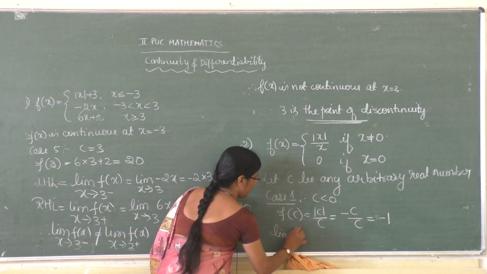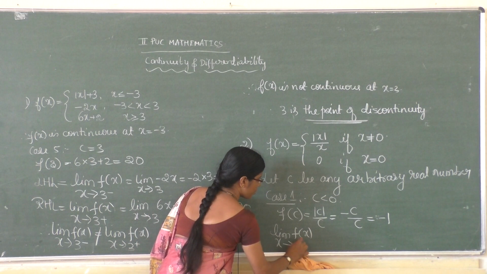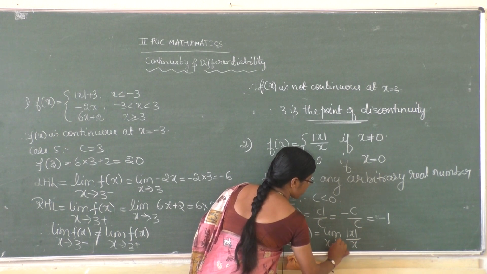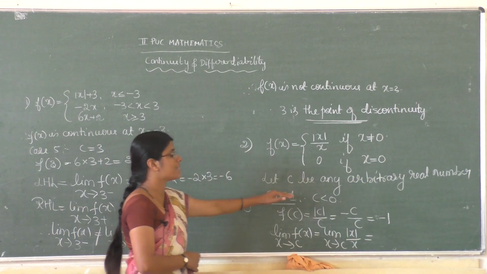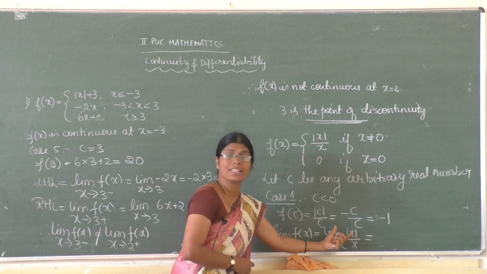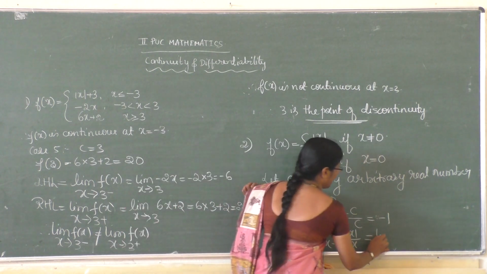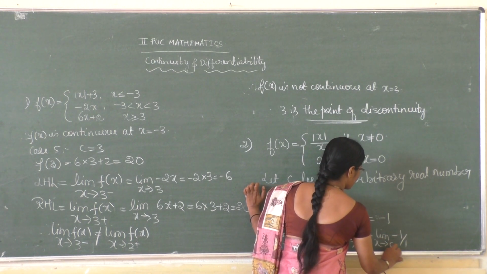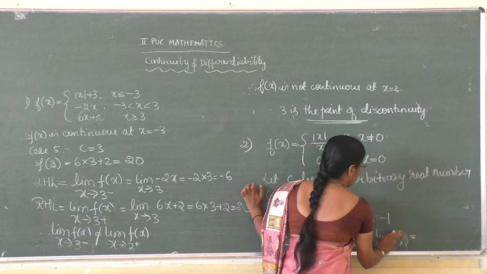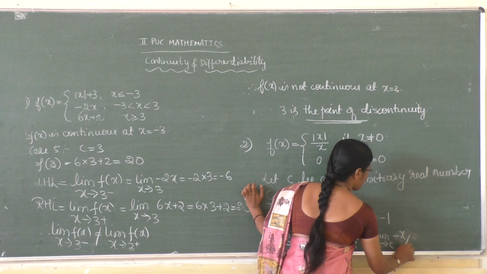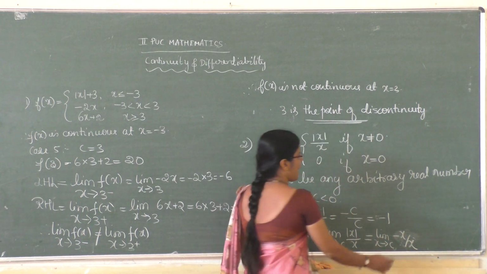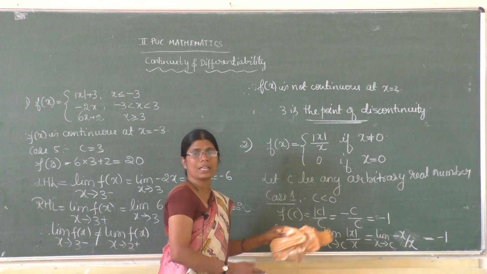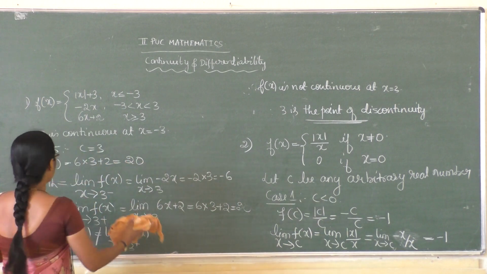Limit of f of x as x tends to c, that is limit of modulus of x by x as x tends to c. We already know that when c is less than 0, modulus of x becomes minus x. So you are getting limit of minus x by x as x tends to c, and x by x is minus 1. Minus 1 is a constant, so the limit equals minus 1.